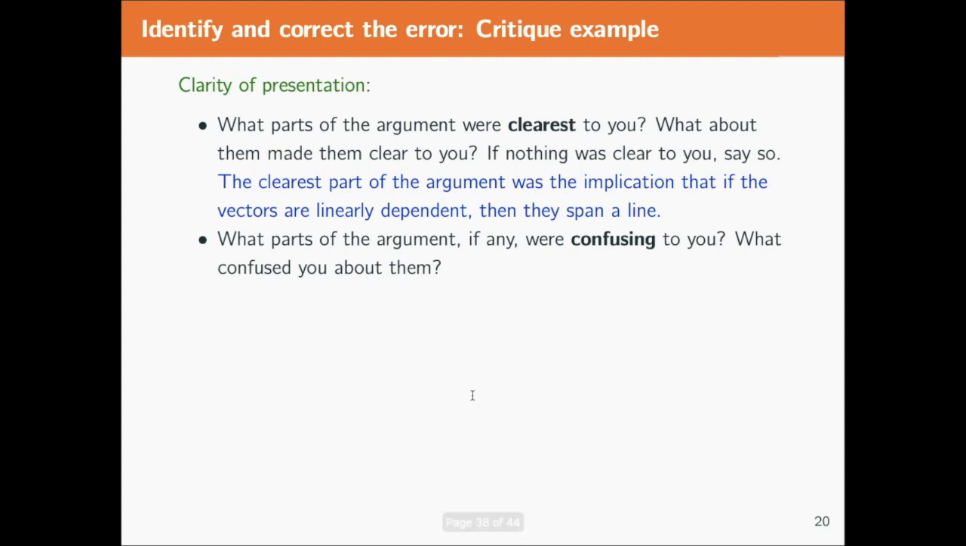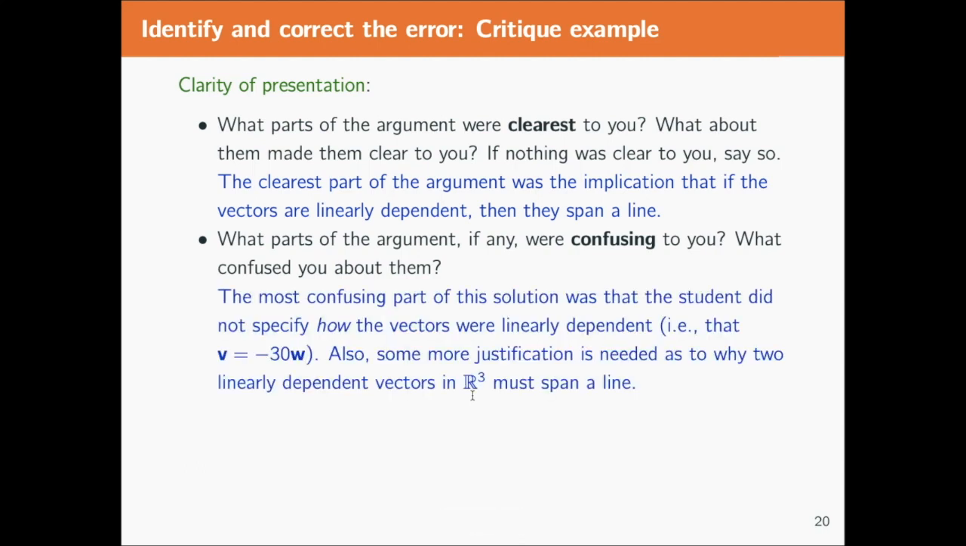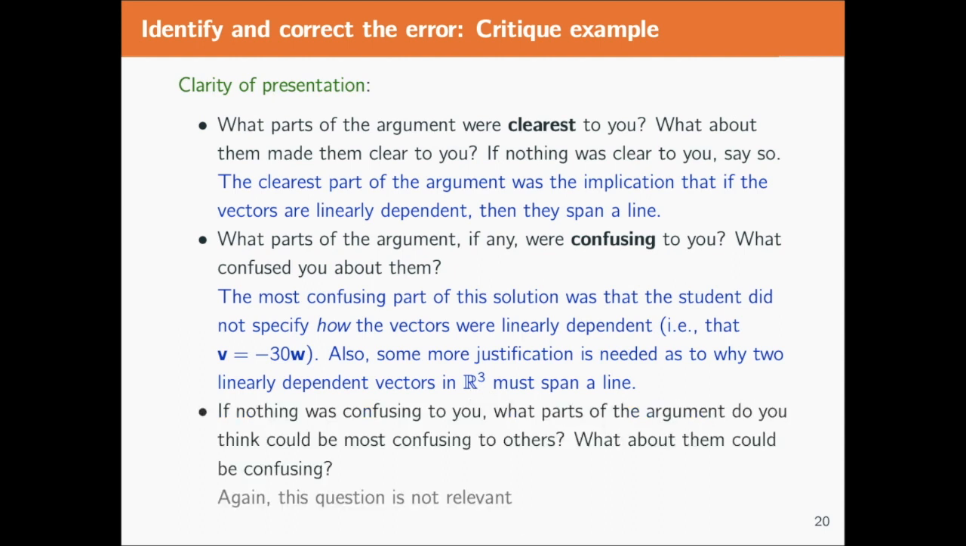The next question is about the parts that were most confusing. A sample response could say that the most confusing part of this solution was that the student did not specify how the vectors were linearly dependent. That is, that v equals -30 times w. Also, some more justification is needed as to why two linearly dependent vectors in R3 must span a line. Again, we do not have to answer the last question because we did find something in the solution that was confusing.